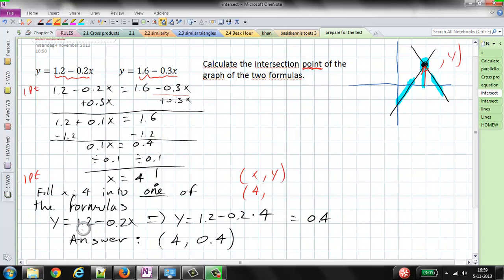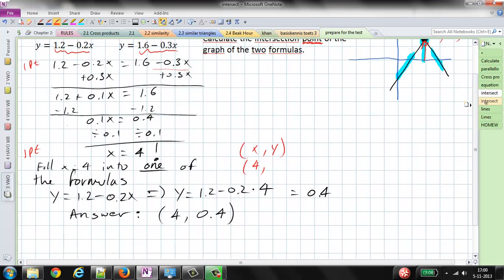So put it into there, and we're going to get 1.2 minus 0.2x, and then replacing it is 1.2 minus 0.2 times 4, this 4. So that's going to be 0.8. 1.2 minus 0.8 is 0.4. So the y value of where they intersect is 0.4. So the answer is (4; 0.4). And don't believe me, put it in here. 4 put in there, 0.3 times 4 is 1.2. 1.6 minus 1.2 is again 0.4. So it works there as well.